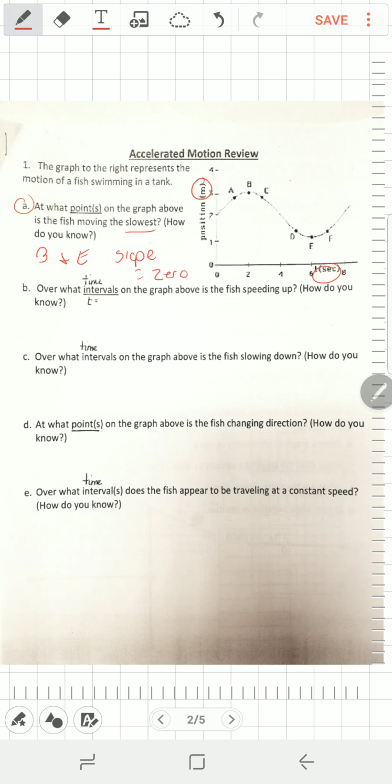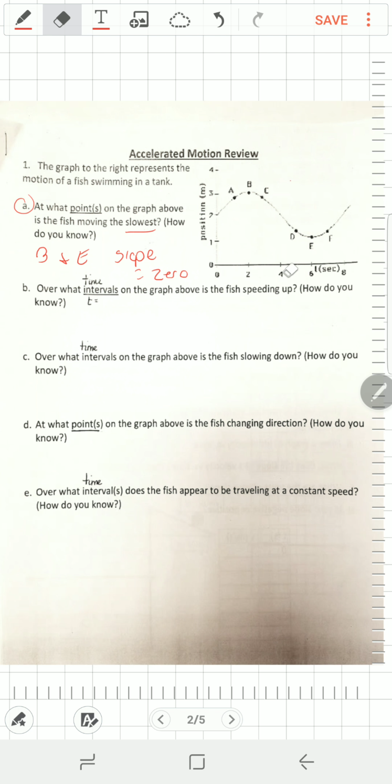Over what time intervals on the graph above is the fish speeding up? And how do you know? So we're looking over here in time intervals. From 0 to 2 is going to be from the start to B. From 2 to 4 is from B to D. From 4 to 6 is from D to E. And then 6 to 8 is going to be E to F. So we're going to focus and key in on those.